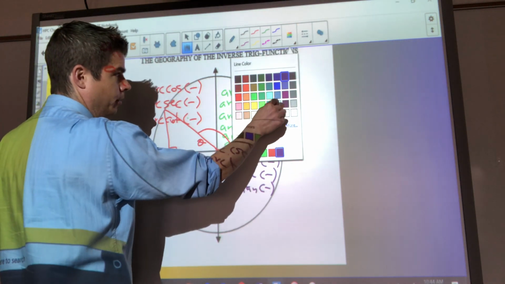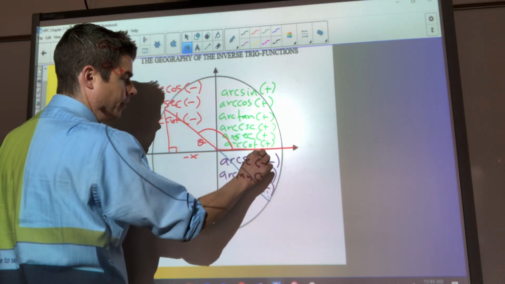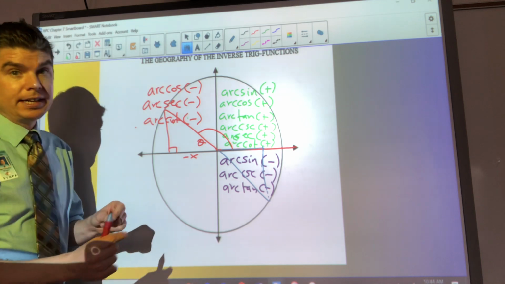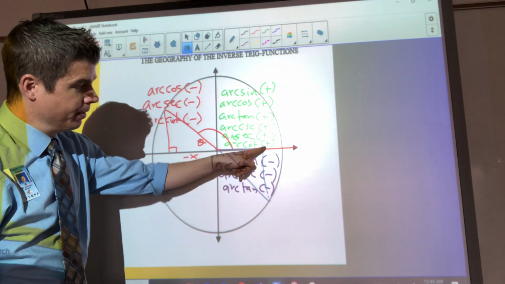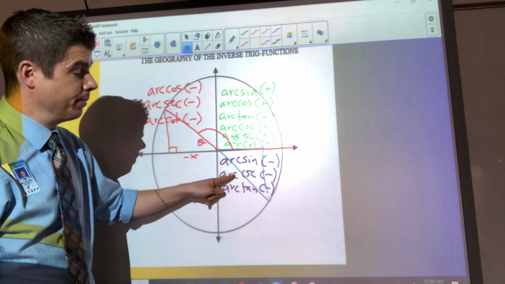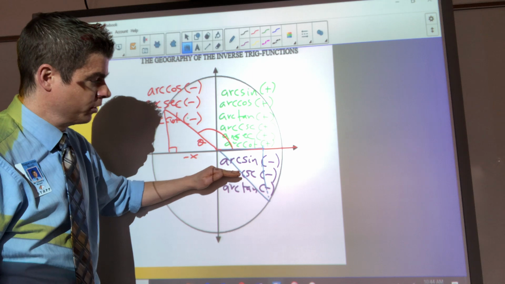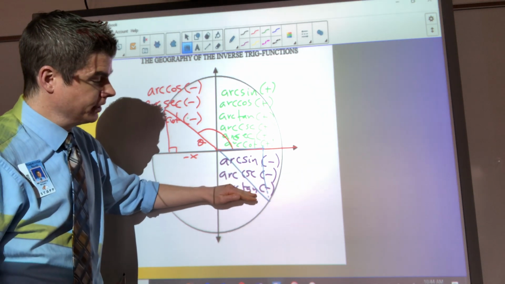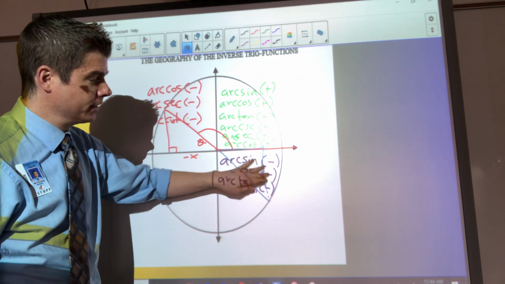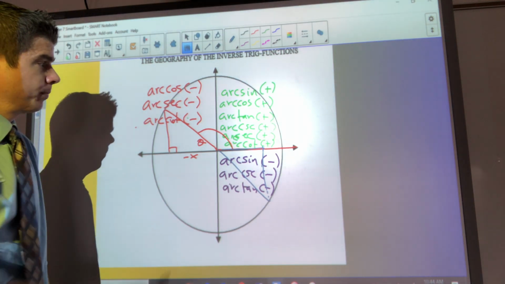If you were to draw a triangle here in the unit circle and think about what about that triangle is negative, it's the y value. And the y value is negative, sine depends on that, and cosecant depends on that. So it makes sense to put the negative arc sine, arc cosecant in quadrant 4. Arc tangent, again, depends on both the x and the y, and in this case, it's the y that's going to make that down into quadrant 4.